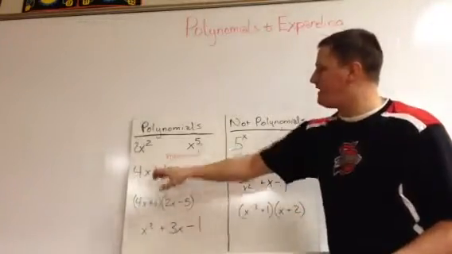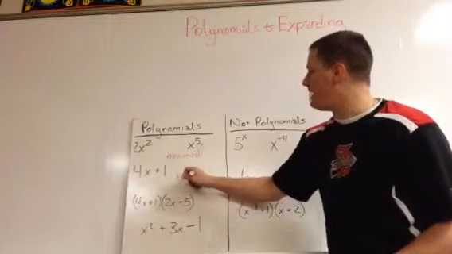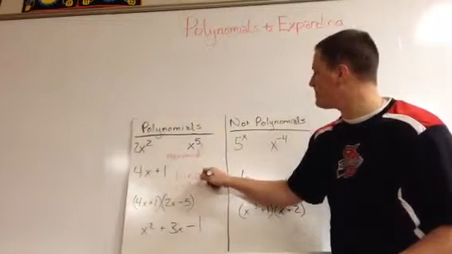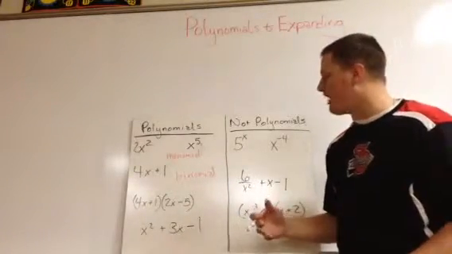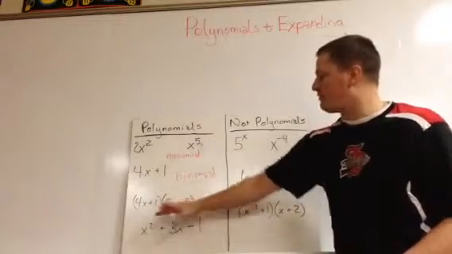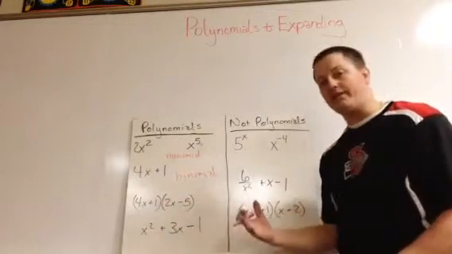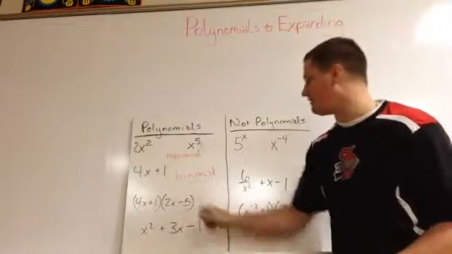This one has addition happening, separating 2 terms, meaning it is a binomial. These 2 at the bottom are trinomials. This one at the bottom has 3 terms. This one right here, you can't tell that it is a trinomial until you expand it out, and that's what we're going to be learning next.